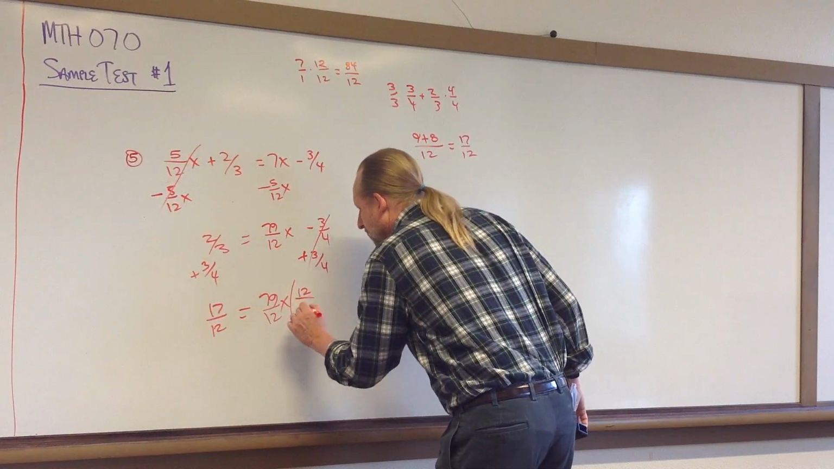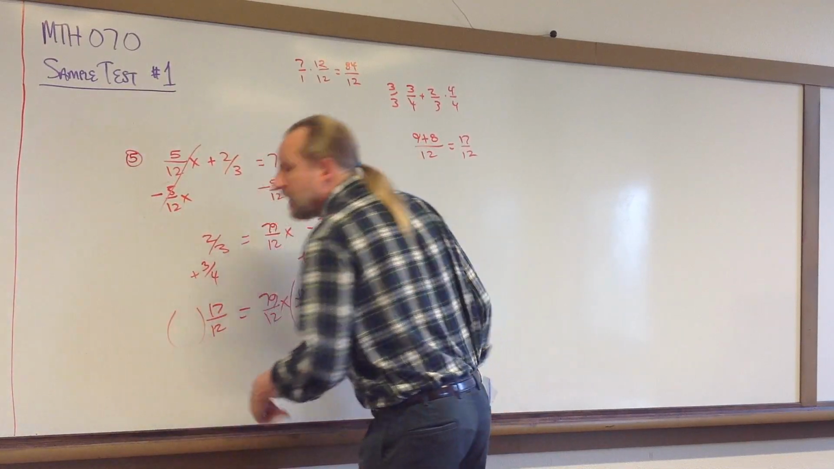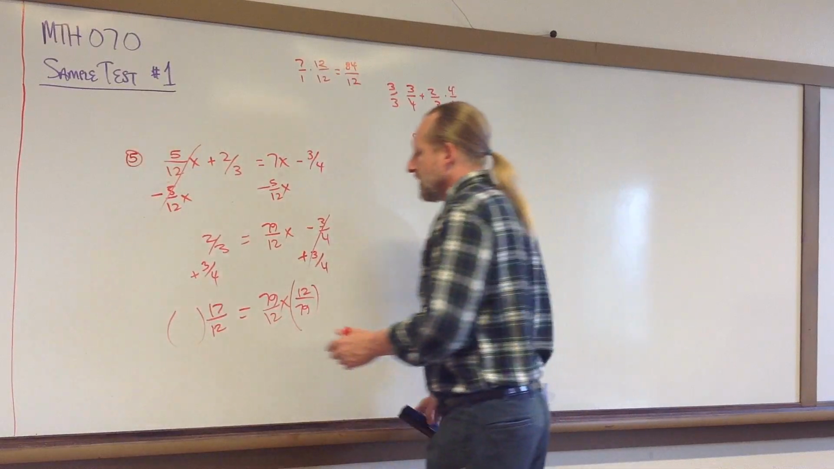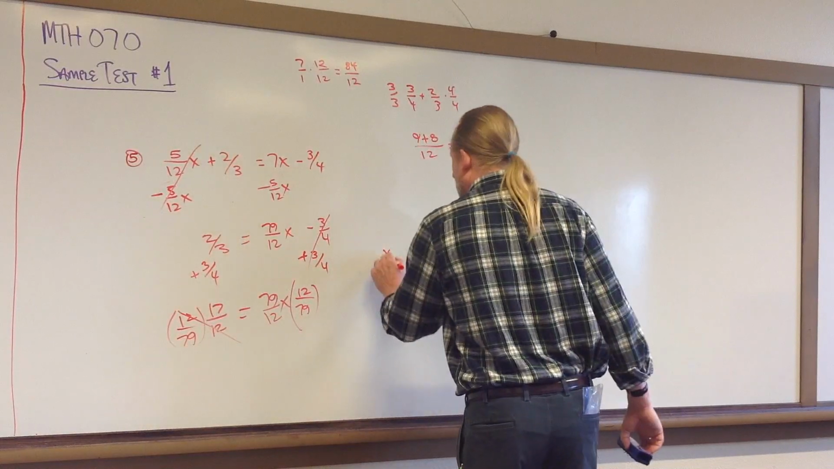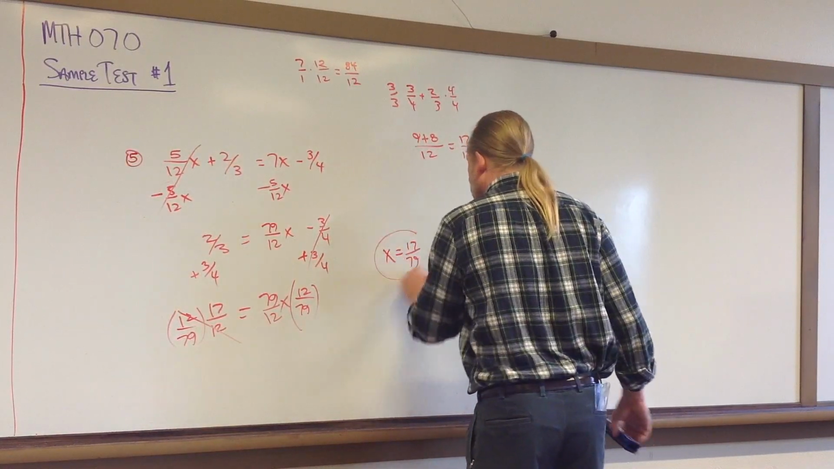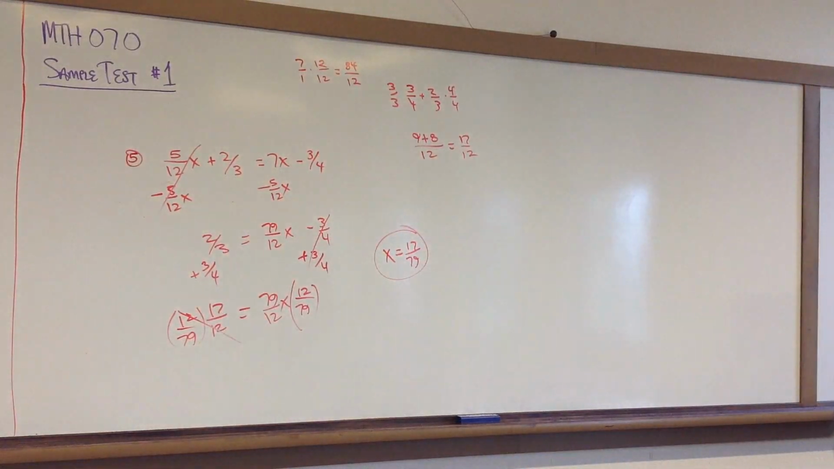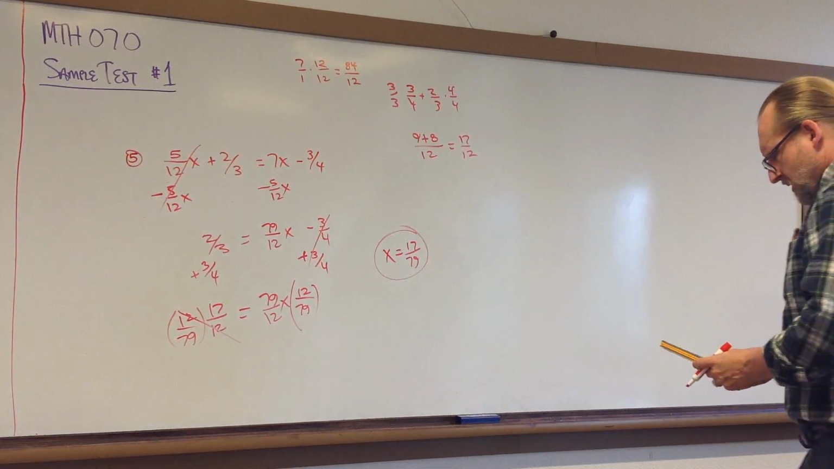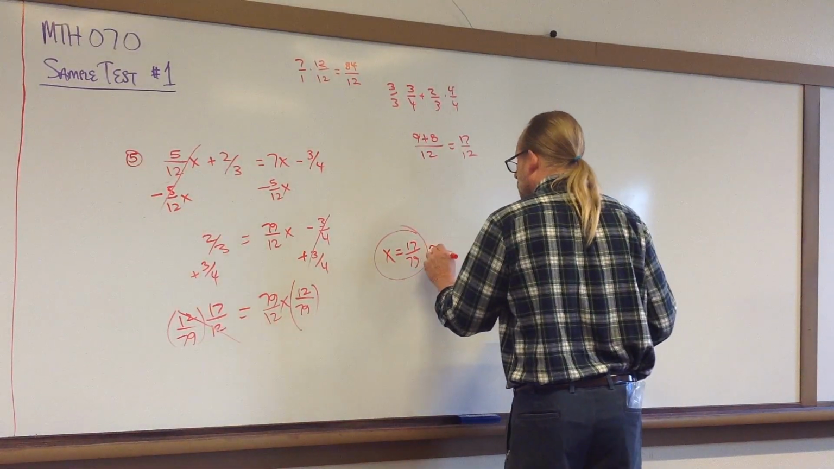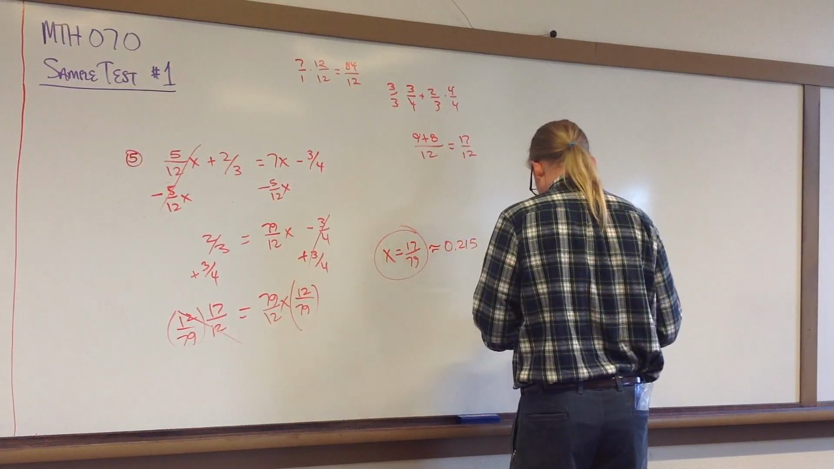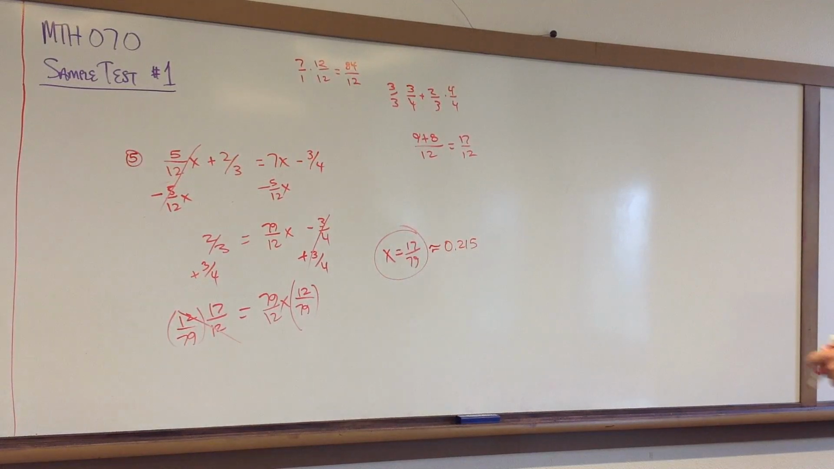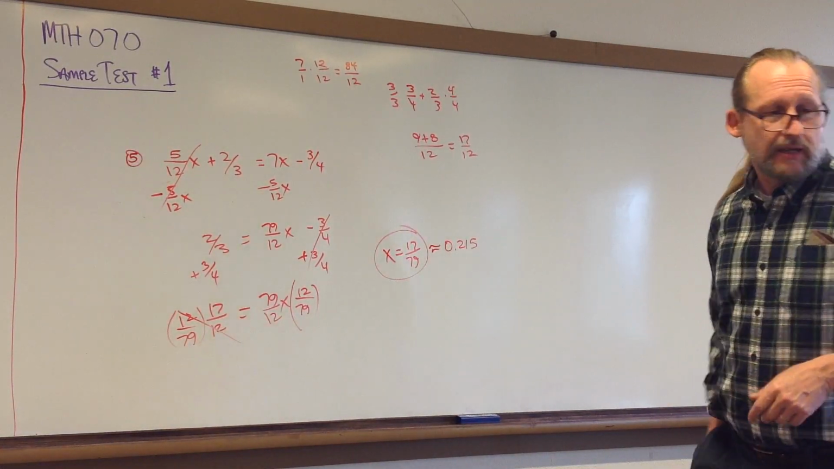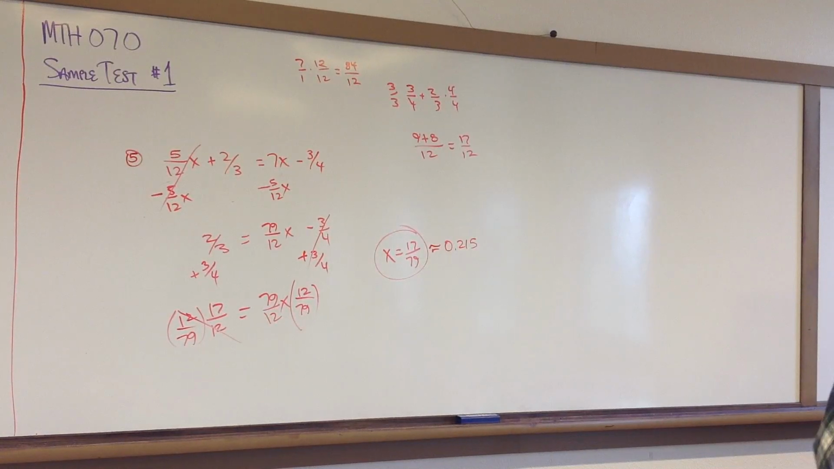And then I'll multiply on both sides by 12 over 79, or you can divide on both sides by 79 over 12. It's the same thing. The 12s cancel, and x is equal to 17 over 79. If you did this with decimals, 17 over 79 would be approximately 0.215. All right, so that's problem 5. Let's look at problem 6.